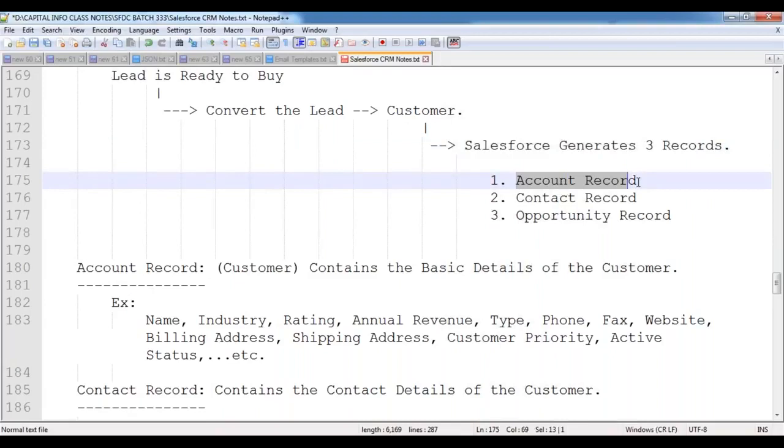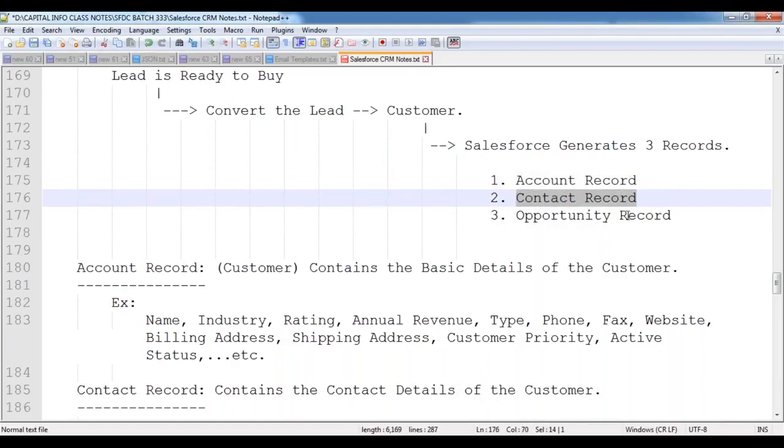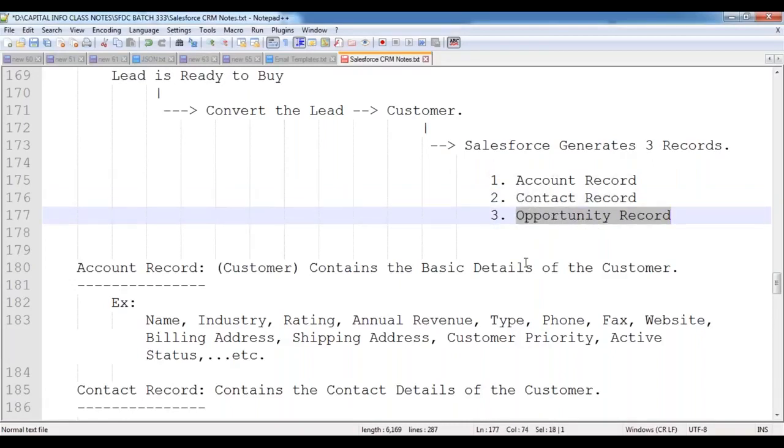The first one is an account record, which contains the basic details of the customer. Second, a contact record, which contains the contact details of the customer. And the third, an opportunity record, which mainly describes the revenue part. That means how much revenue we have generated from the customer, how much business we did with the customer, will be indicated by the opportunity record.